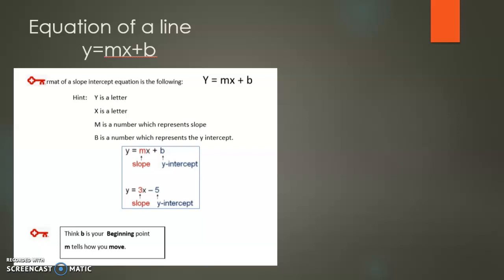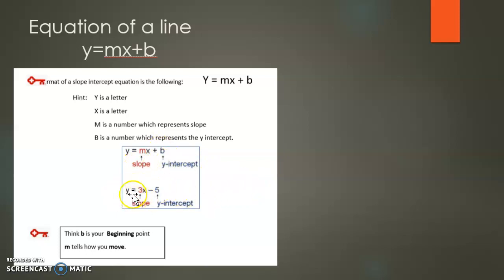We have also done this before. The format of slope-intercept is the following: y equals mx plus b. Y is a letter, x is a letter, m is a number, which is the slope, and b is a number which represents the y-intercept. So if you look at this right here, y equals mx plus b, we're going to have a number and put it in here, and we're going to have a y-intercept and put it in here.